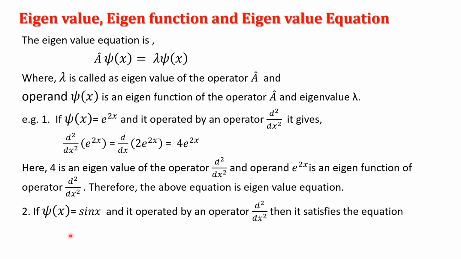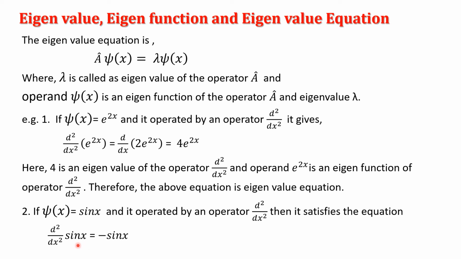Second example, if psi of x is equal to sin x, and the operator we choose here is d square by dx square, then what is the result? D square by dx square of sin x. Now what is the derivative of sin x? D by dx of sin x is cos x, and the cos x term is again differentiated, d by dx, then you will get minus sin x.